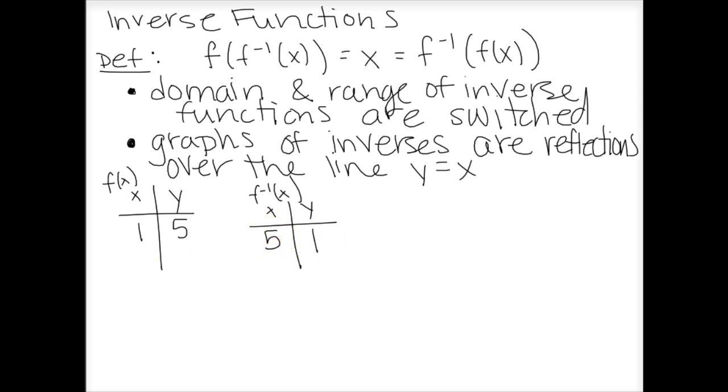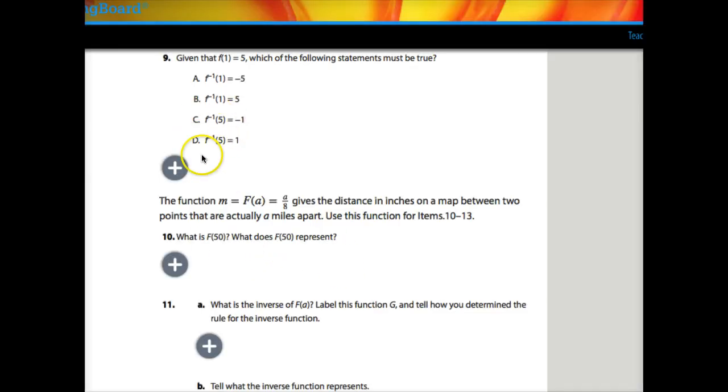Input 5 is output 1. So input 5 are these two. The only one that has output 1 is D. So I wanted to make sure you understood that difference there.